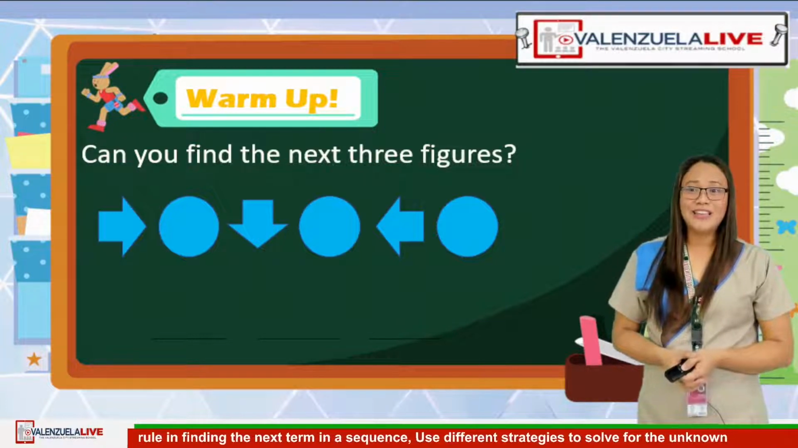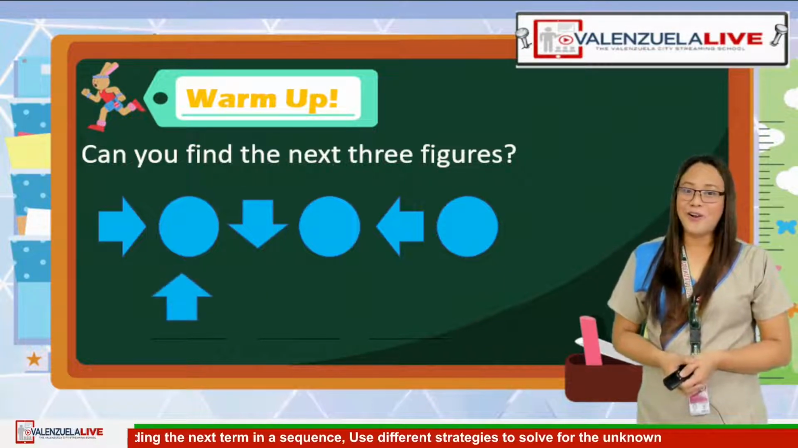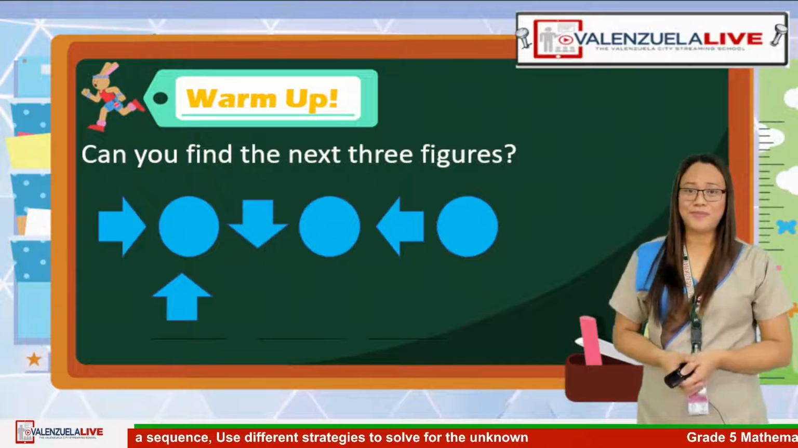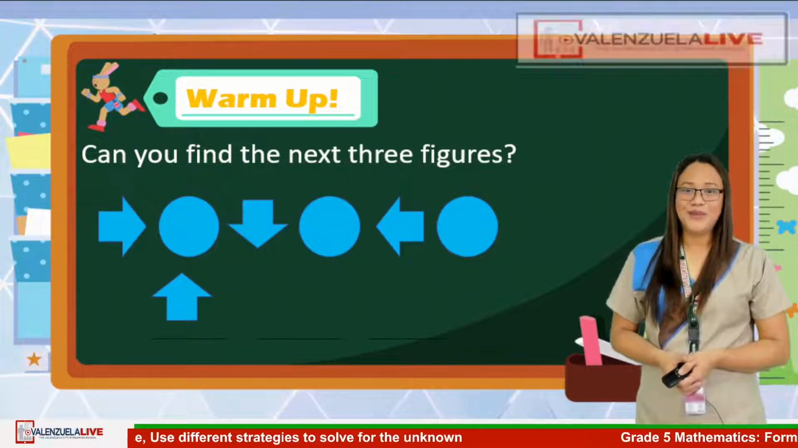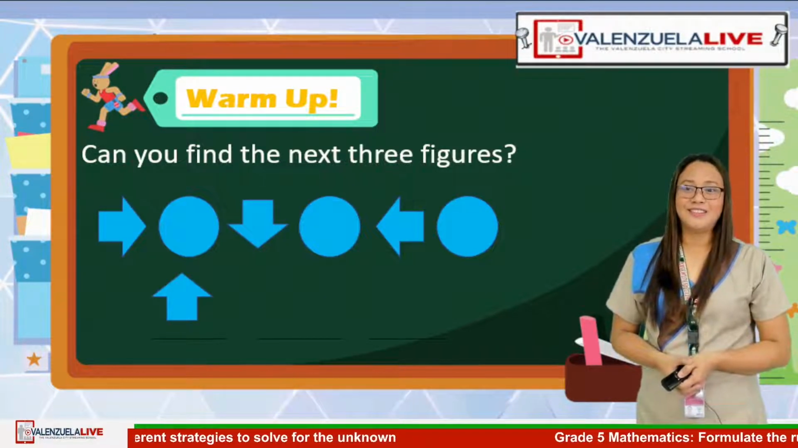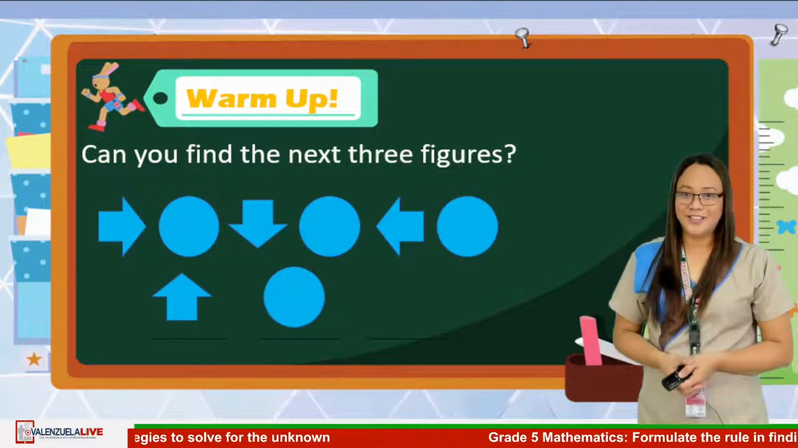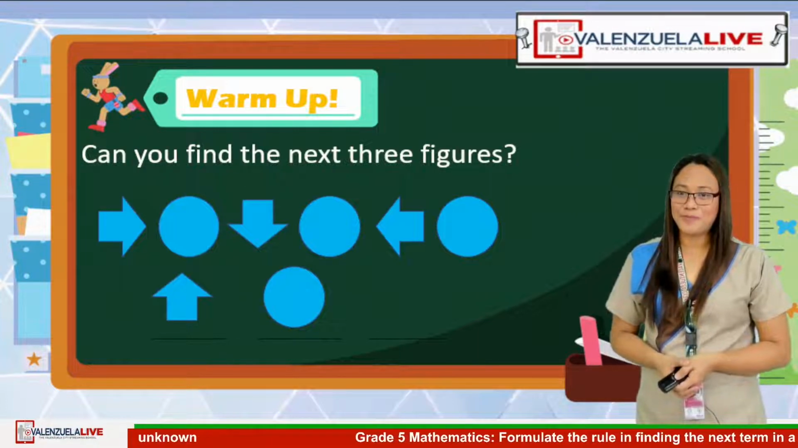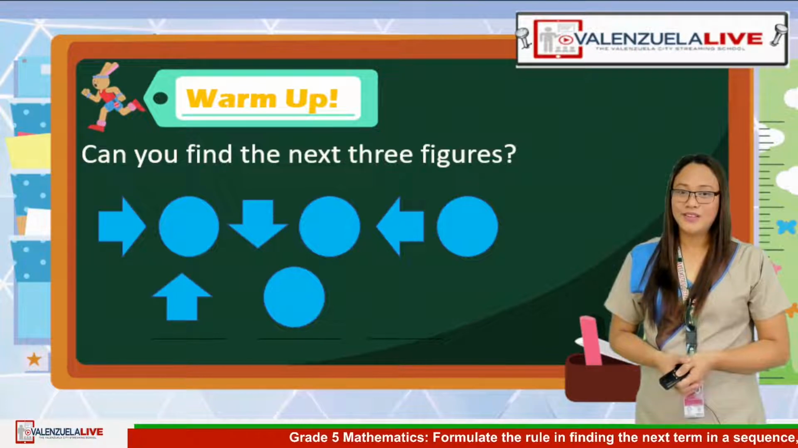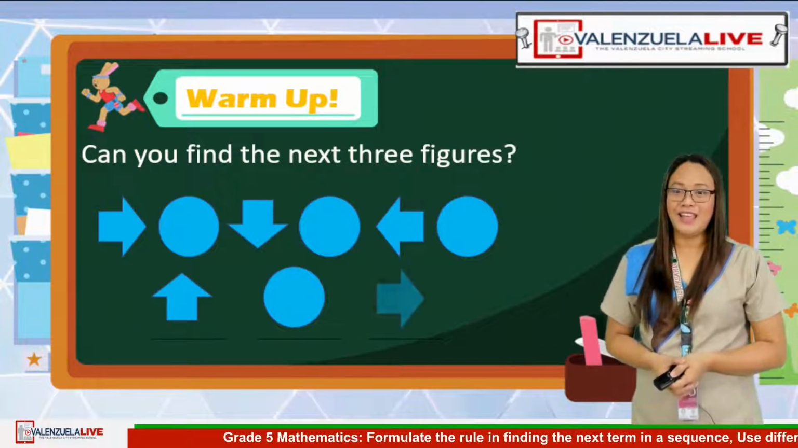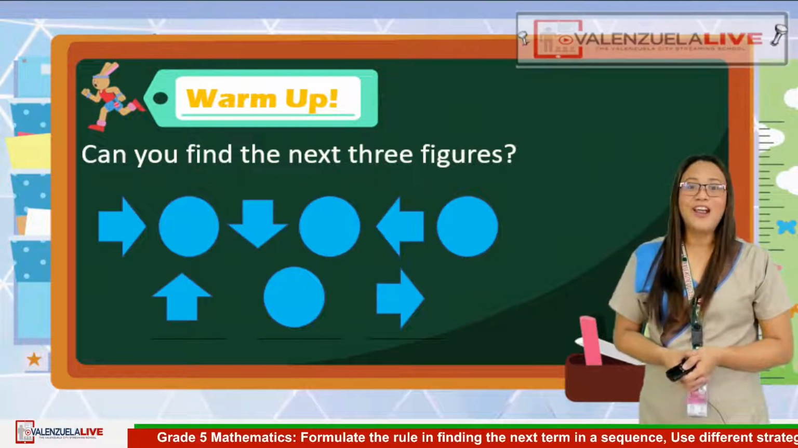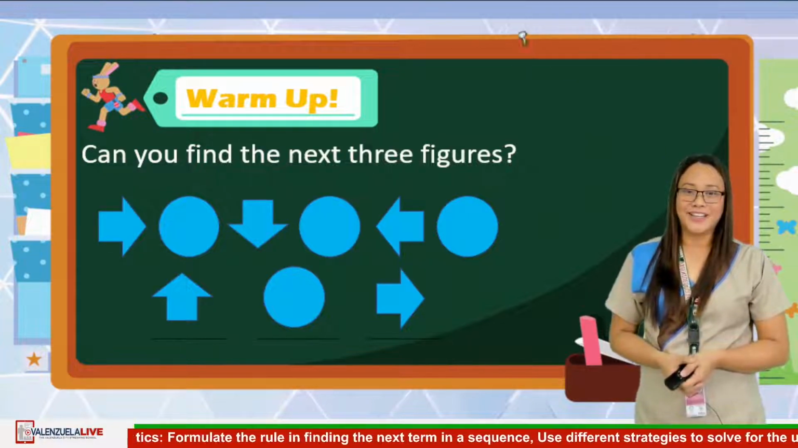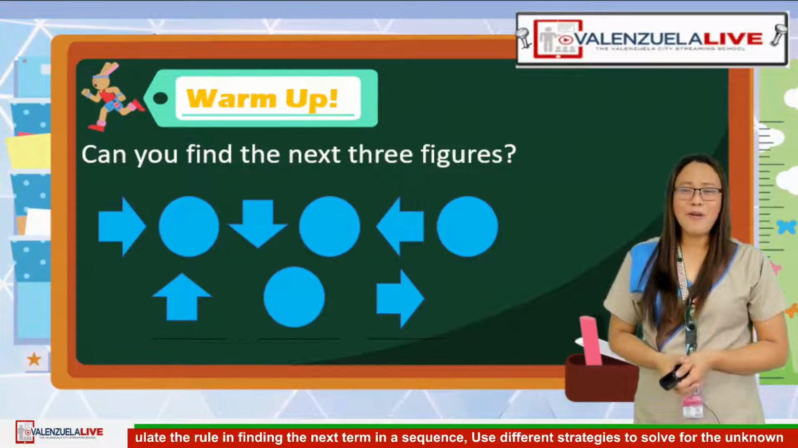Very good. That will be arrow going up. And how about for the next shape? Well, that's great. That will be circle. And how about the last shape? Great. That is arrow going to the right again. So we will just repeat the pattern. All right. How about this one?